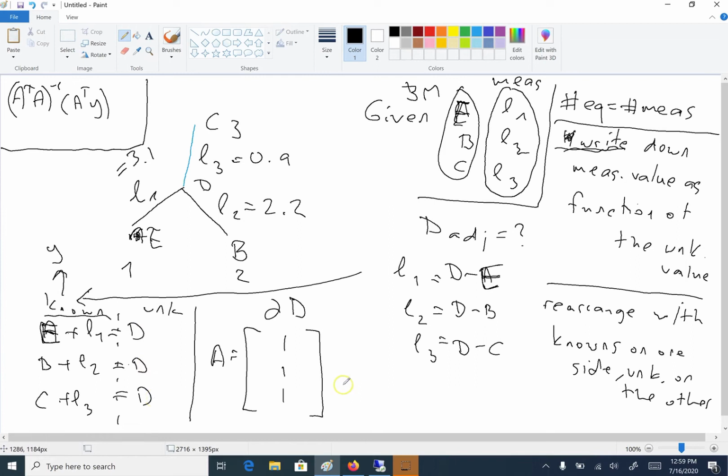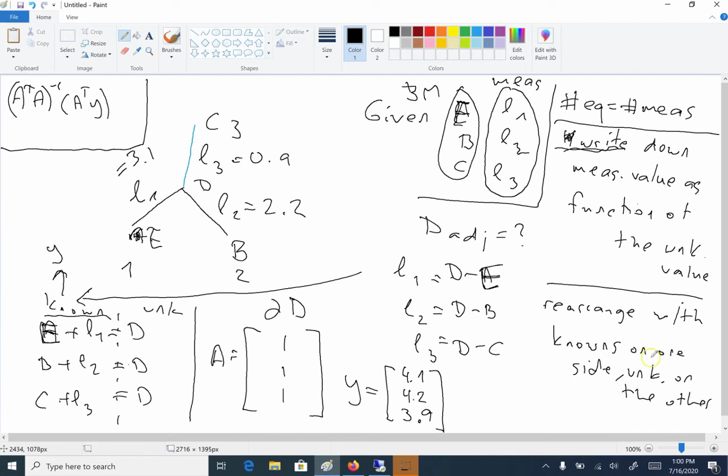And let's calculate our Y vector as the vector of the knowns. E is 1, so plus L1 is 4.1, 4.2, and 3.9. And then all that's left is to calculate A transpose A inverse A transpose.